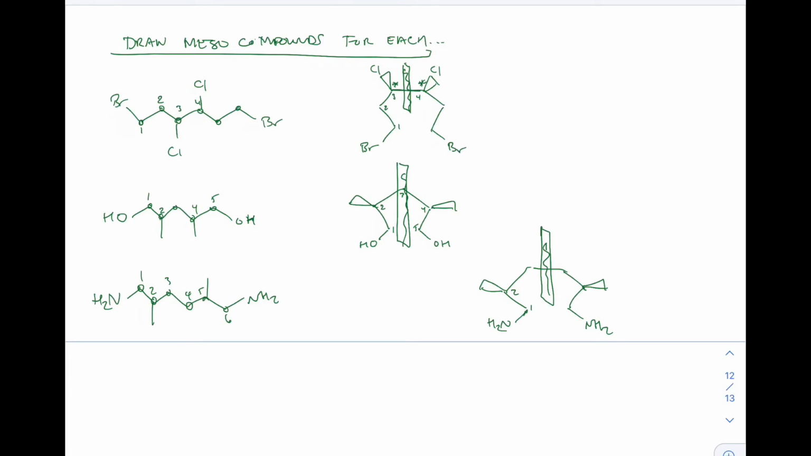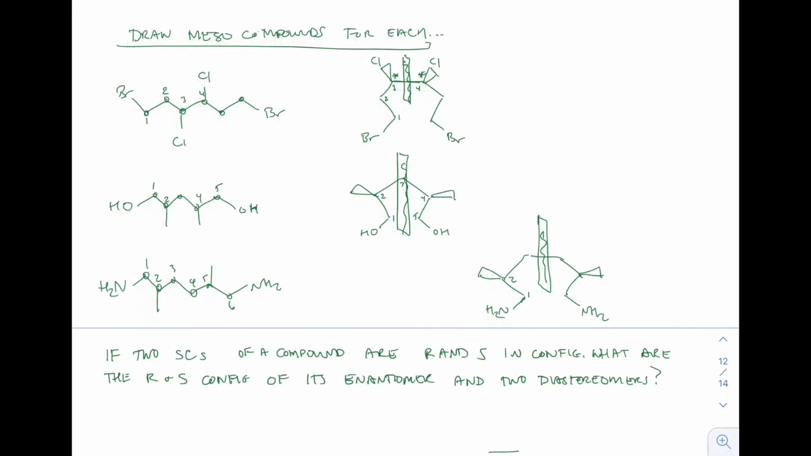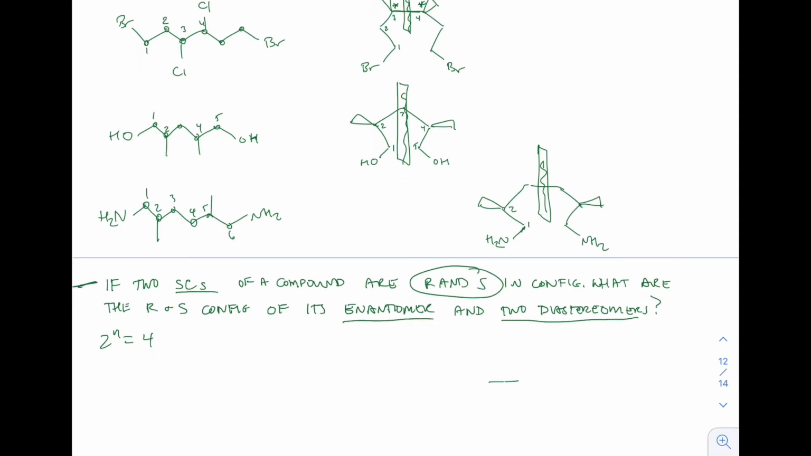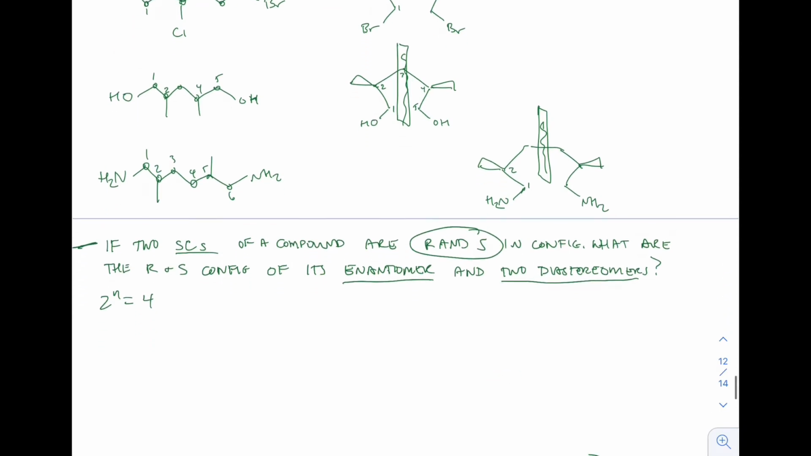All right, let's try another problem. This one is different. So if 2 stereogenic centers of a compound are R and S in configuration, what are the R and S configurations of its enantiomers and 2 diastereomers? So we have 2 to the N is 4, right? So that's, 2 to the 2 is 4. If we have 2 stereogenic centers, right?